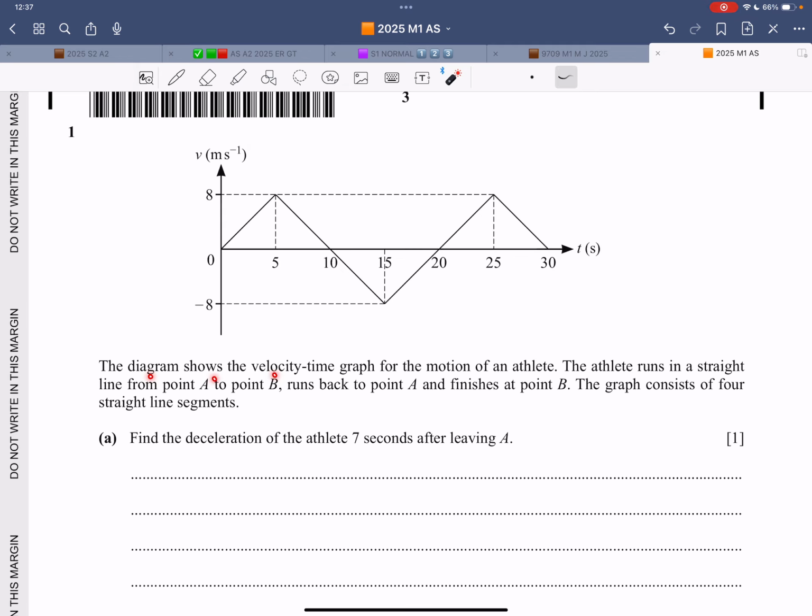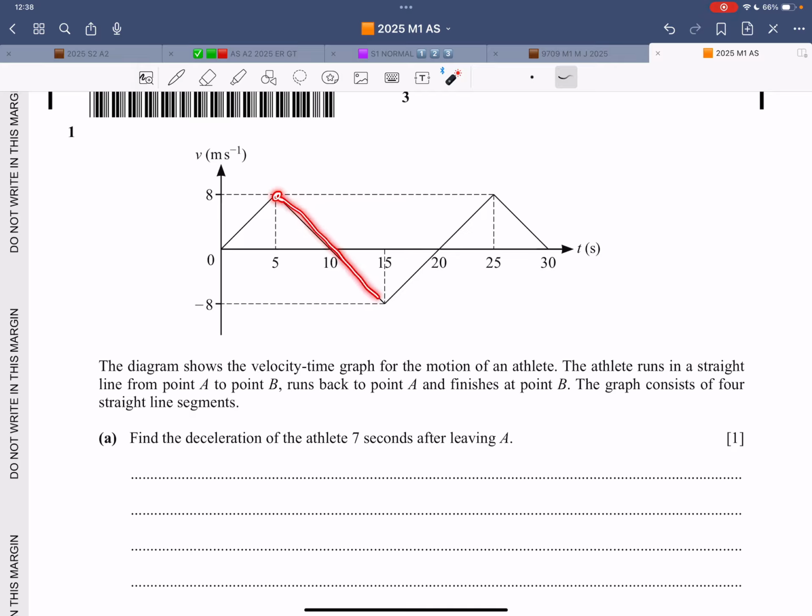The diagram shows the VT graph for the motion of an athlete. The athlete runs in a straight line from point A to B, runs back to point A and finishes at point B. The graph consists of 4 straight line segments. Find the deceleration of the athlete 7 seconds after leaving A.